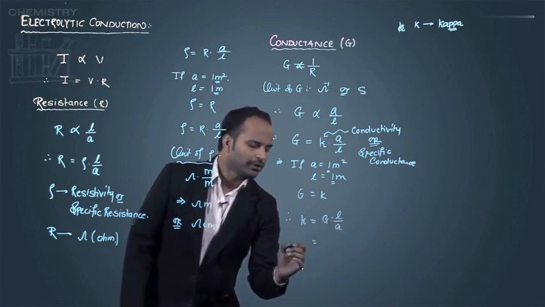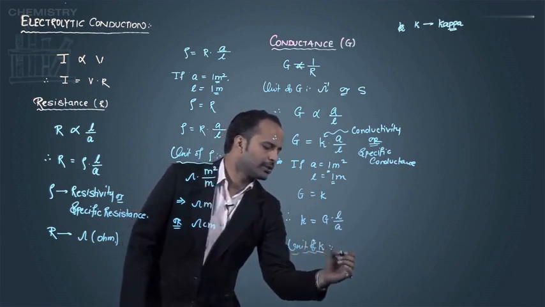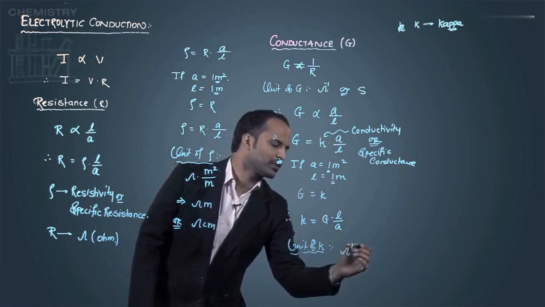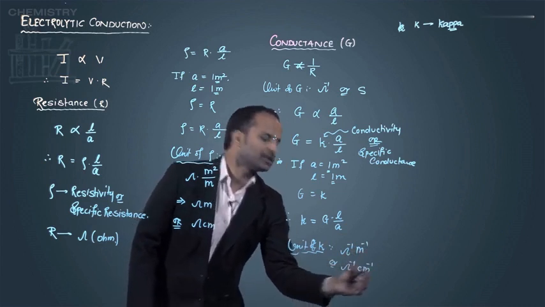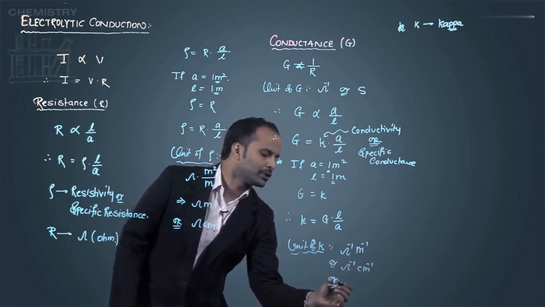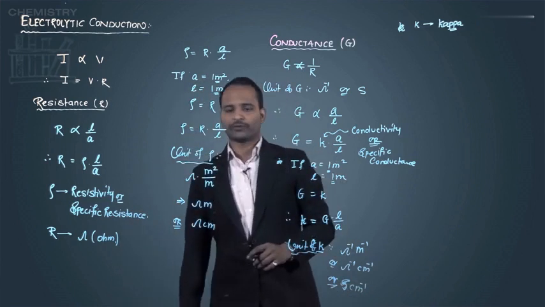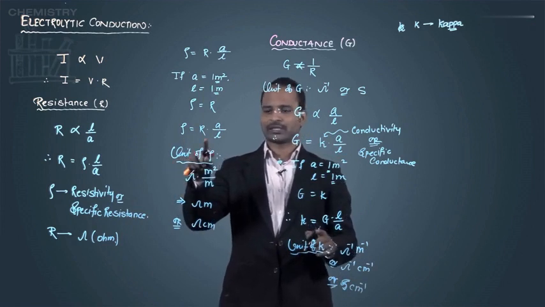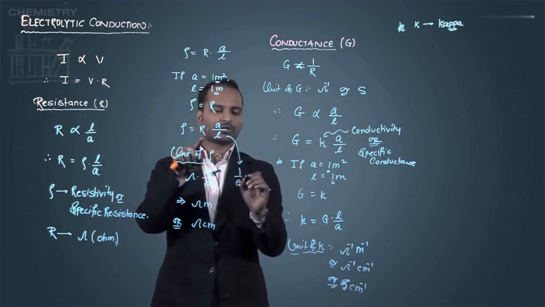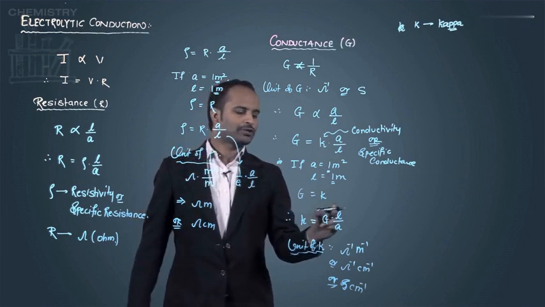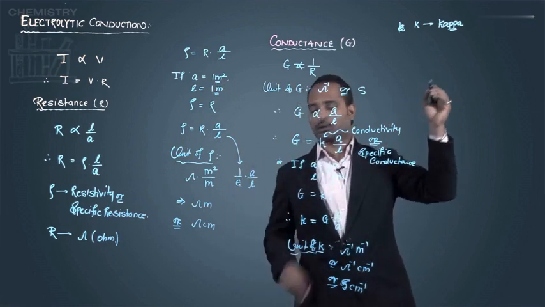So the unit of kappa: conductance is per ohm, and length upon area is meter upon meter square, that is per meter. So it is per ohm per meter. Instead of meter I can write per centimeter also, and instead of per ohm I can write Siemens, so Siemens per centimeter. Now if you see the formula for rho and kappa, you will come to know that they are exactly reciprocal of each other. Instead of R I can write 1 upon G into A upon L. So rho and kappa are inversely proportional, reciprocal of each other.